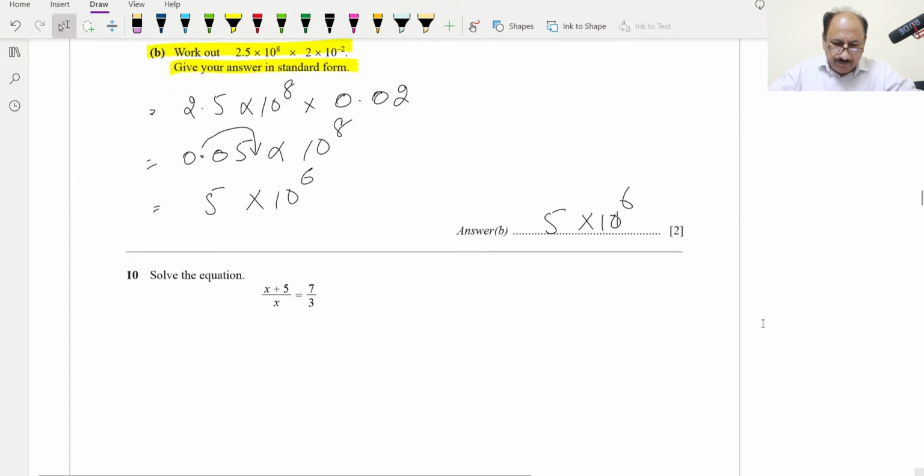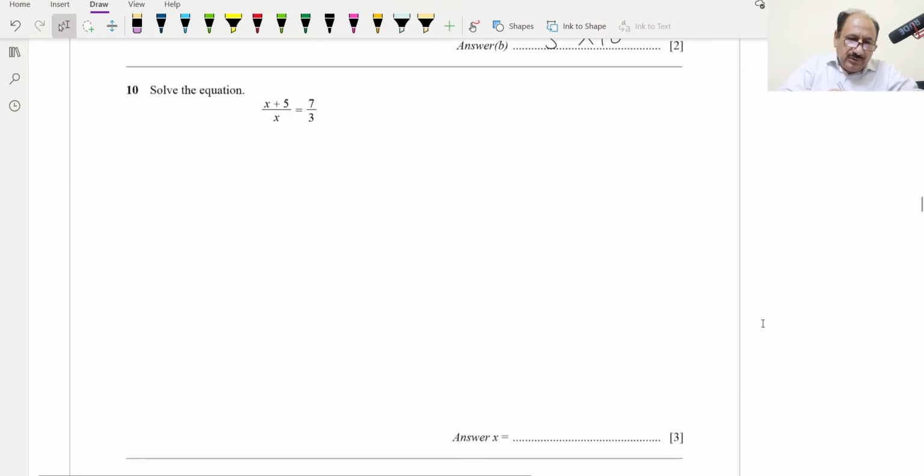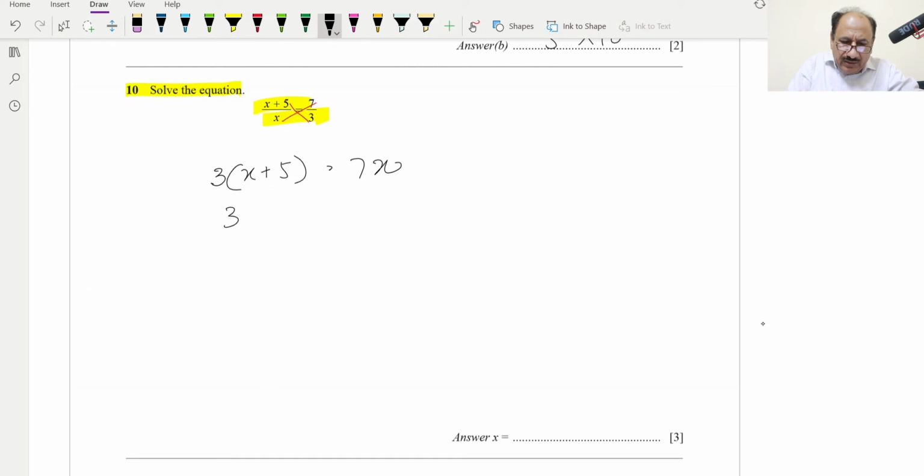Hopefully you understood this. Now question number 10, solve this equation. We have to solve this algebraic equation. So we will cross multiply, and this will be 3 into x plus 5 equal to 7x, and if we open the bracket, 3x plus 15 is equal to 7x. So we can shift 3x to the other side and we will get 7x minus 3x is equal to 15, and I will erase the extra arrows, and this will be 4x is equal to 15.